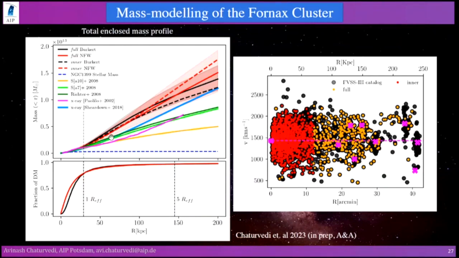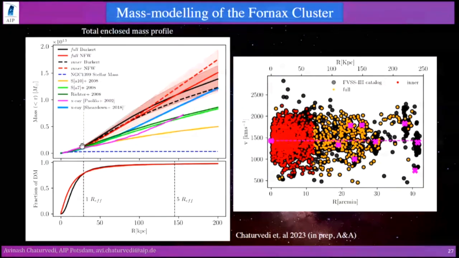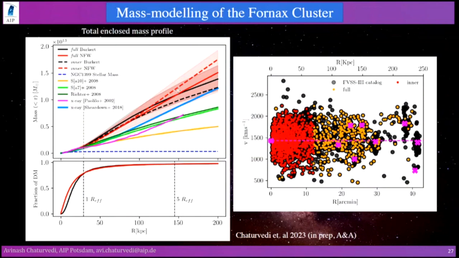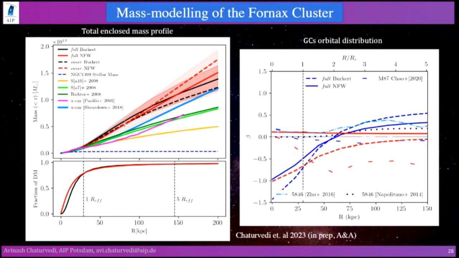And here, these continuous lines show the total enclosed mass profile as a function of radius for this whole sample. And what we noticed is that independent of the dark matter halo I used, the mass profile for this full sample shows quite excellent agreement. The mass profile from this inner sample, shown here by the dashed line, also agrees, but with the effect of including the intracluster globular clusters, we find that the mass profile agrees quite well independent of the dark matter halo.